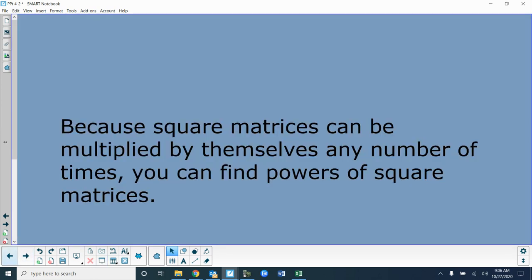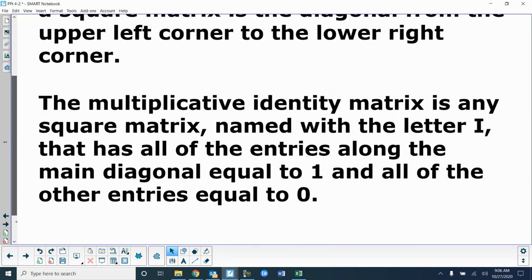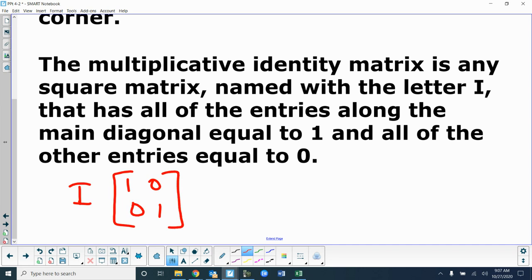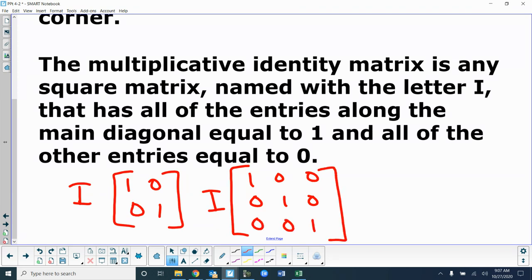Well, why didn't it show? I thought I had a picture of one. All right, I'll give you one. The 2 by 2 identity matrix would be 1, 0, 0, 1. That's the main diagonal, top left to bottom right. If it's a 3 by 3, it'd be 1, 0, 0, 0, 1, 0, 0, 0, 1. Okay? That's the identity matrix for multiplication.